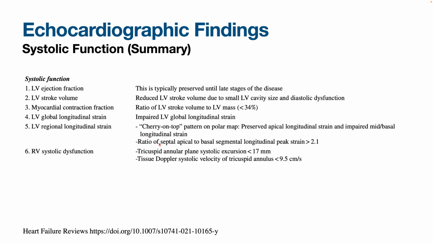And there's also a concept called SAB, which is the ratio of septal apical to basal strain being more than 2.1. That means the apex is still contracting, but the base to mid is not contracting. And if this ratio is more than 2.1 to 1, it's considered to be abnormal. And LV systolic dysfunction can also occur because of the infiltration. So your TAPSE is going to be decreased, less than 17, and your S prime is going to be decreased, less than 9.5 centimeters per second.